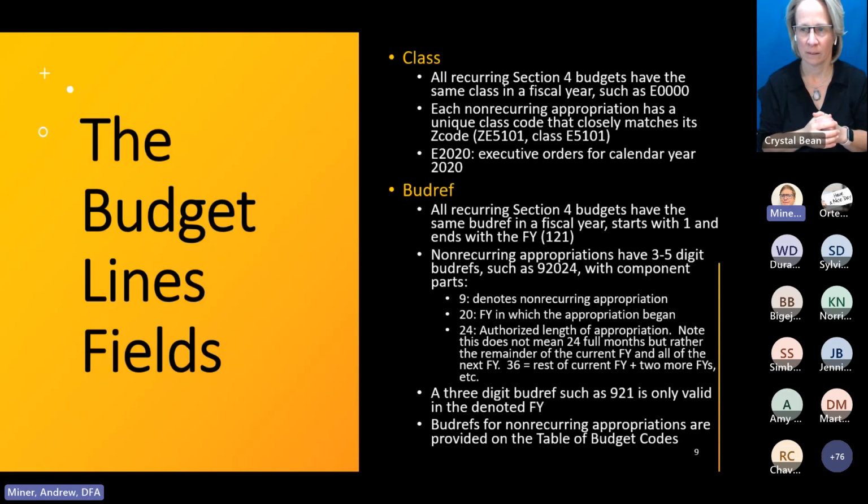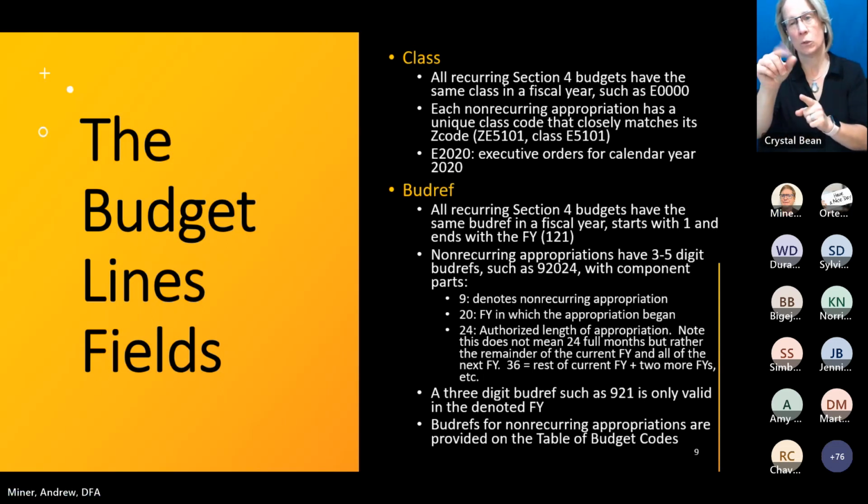Let's see, our BUDREF is 92224. That would have expired on June 30th of this year, because that was first valid in FY22 and it was through FY23, which is now over. So that one is expired.